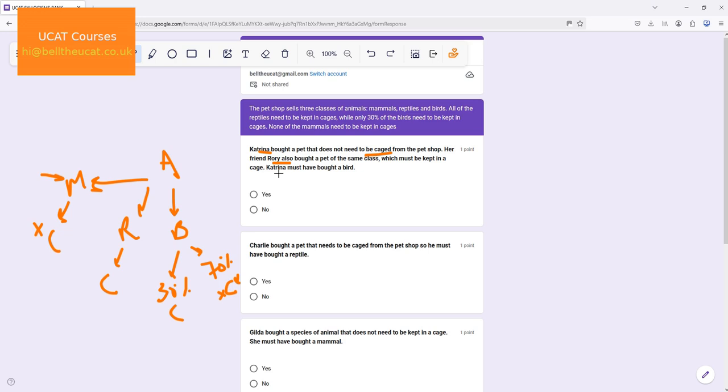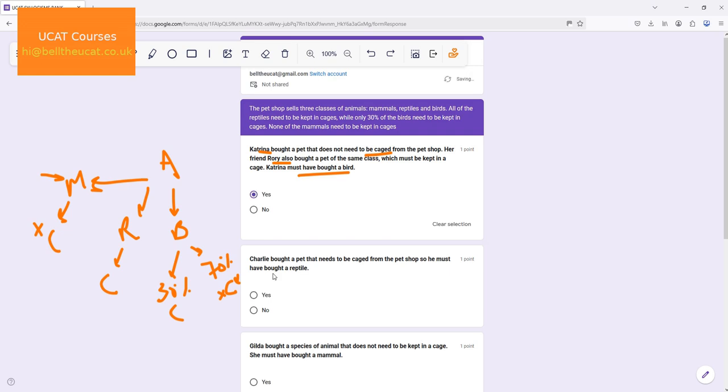Please tell me if you agree with this. Answer is big fat yes. So one more time, he says Katrina bought a pet that need not be caged. If it need not be caged, it can't be a mammal... wait, mammals can't be caged no matter what, so a need-not-be-caged pet could be a mammal. But then he says both of them bought from the same class, either mammal or bird. Mammals cannot be caged, no matter what. Birds, some of the birds, 30% can be caged, 70% need not. All right, answer is, in this case, Katrina bought a bird, 100% yes.